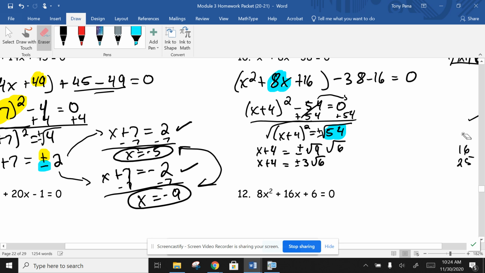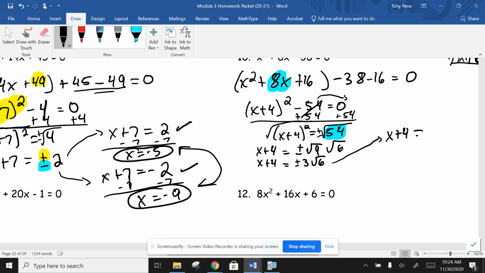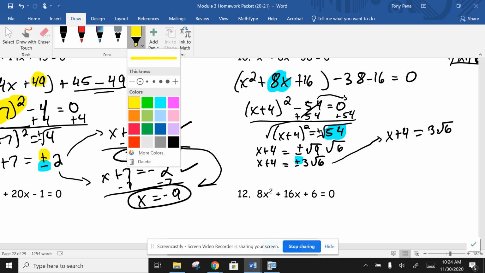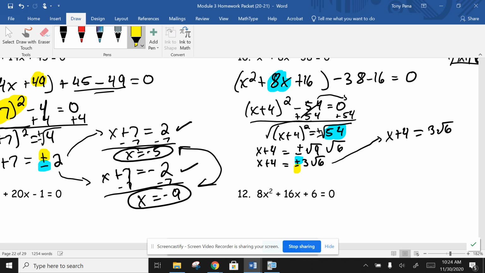Then, just like we did in the previous problem, if we go to set up our equations right now, I'm going to do them over here. I'm going to do x plus 4 equals, and the first one I'm going to do it as if this is a positive 3 root 6. So I'm going to set it equal to a positive 3 root 6. And then the second equation that you're going to set up is if we treat that 3 as if it was a negative 3 root 6. So we do x plus a 4 equals a negative 3 root 6.